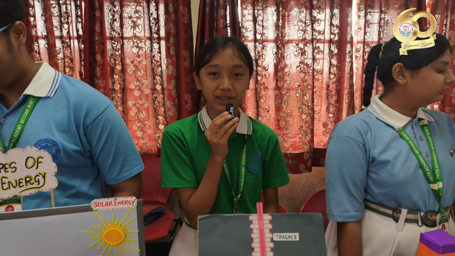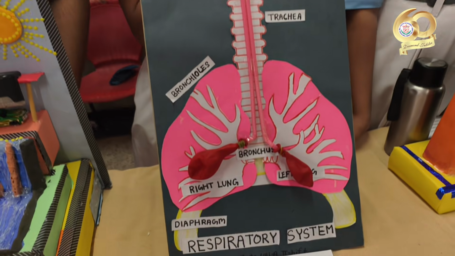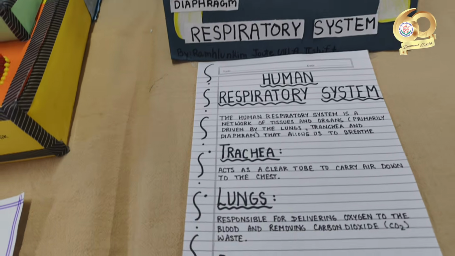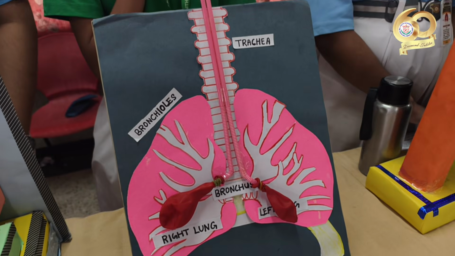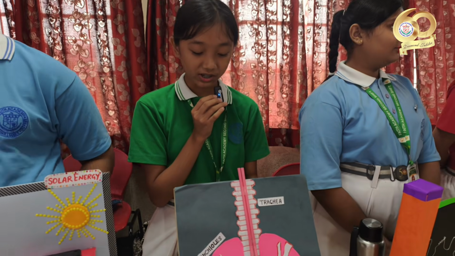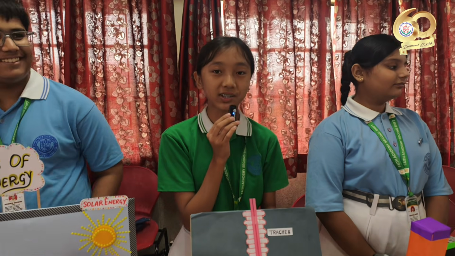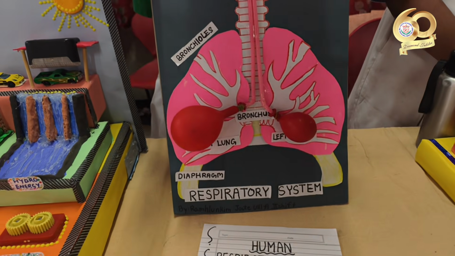The human respiratory system is a network of tissues and organs, mainly driven by the lungs, trachea, and diaphragm, that allows us to breathe. It brings fresh oxygen into the body and removes waste gases like carbon dioxide.